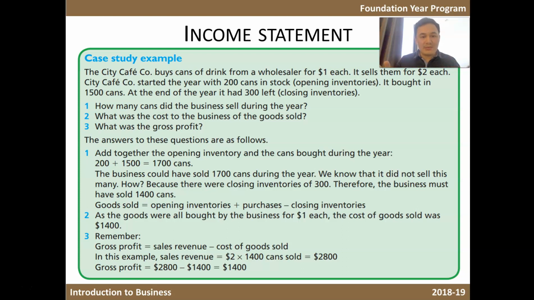Okay. Now, if we do calculate the sales revenue, we know that it's $2 per can, and we also know that we've sold 1,400. We can work out that in this particular example, the sales revenue is equal to $2,800, and the difference is going to be our gross profit. So hopefully it's now clear what gross profit is.